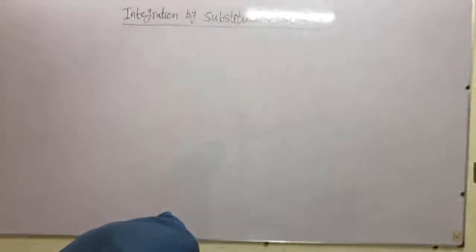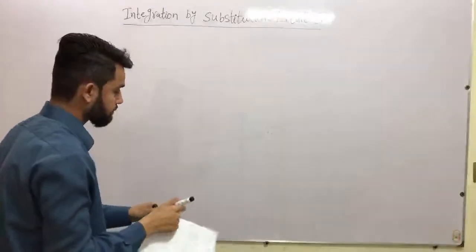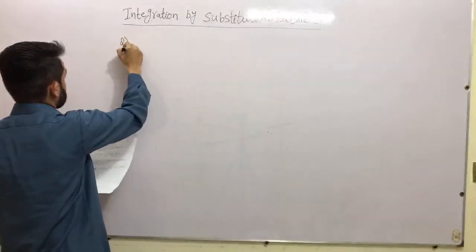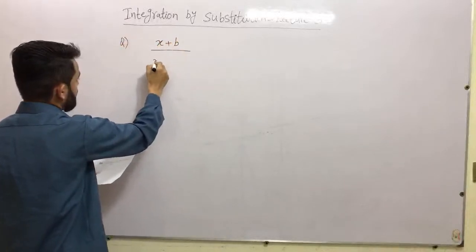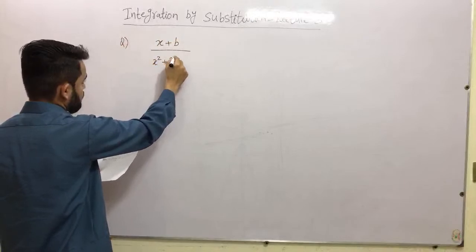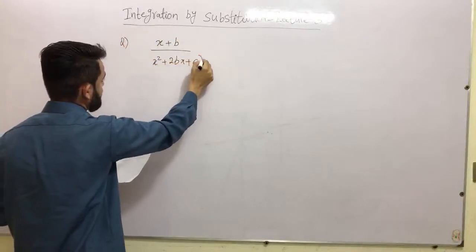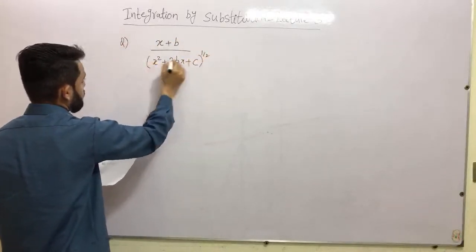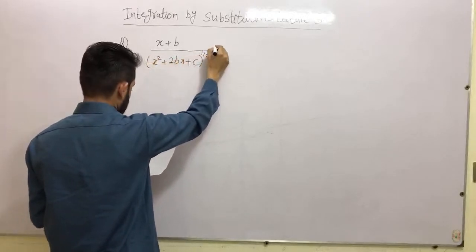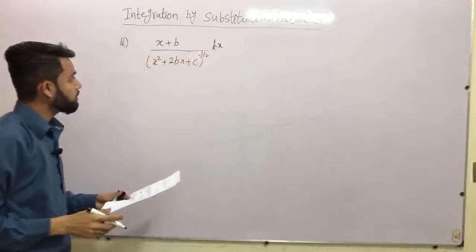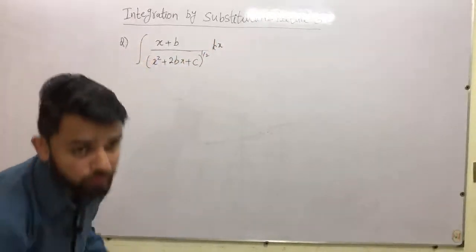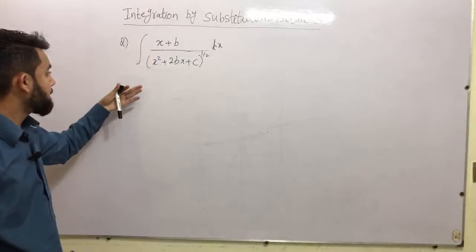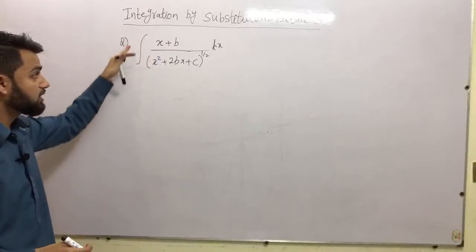The next question is the integral of x plus b over x squared plus 2bx plus c, power 1 over 2, into dx. Okay, again we can solve this question with two methods, and I am going to solve it with one method first, and then the integration by substitution.